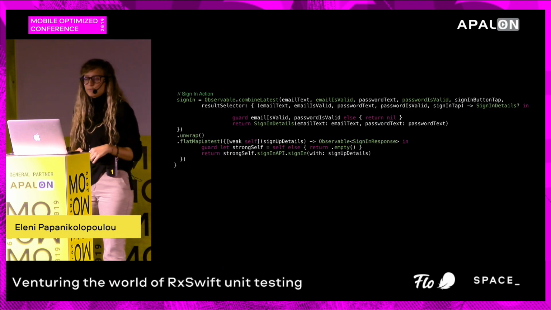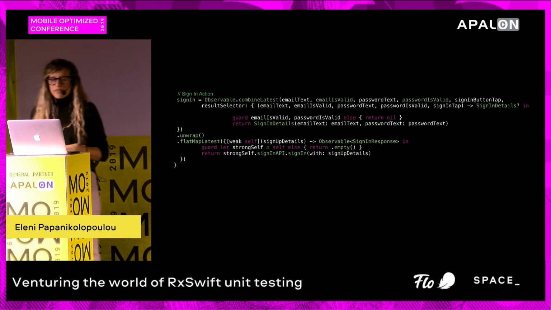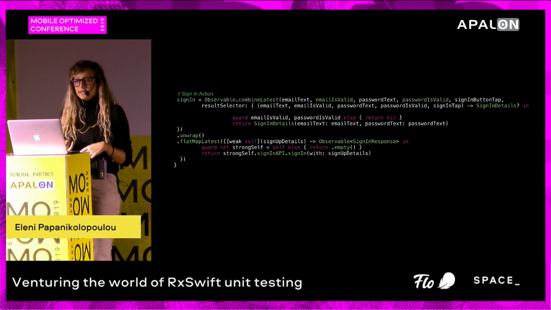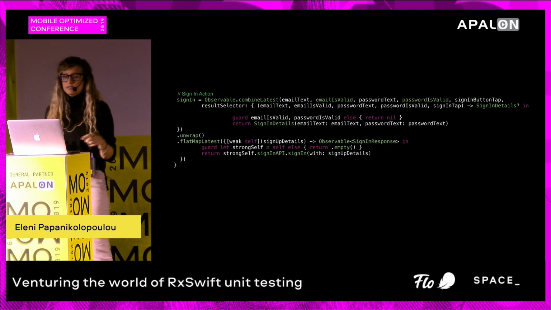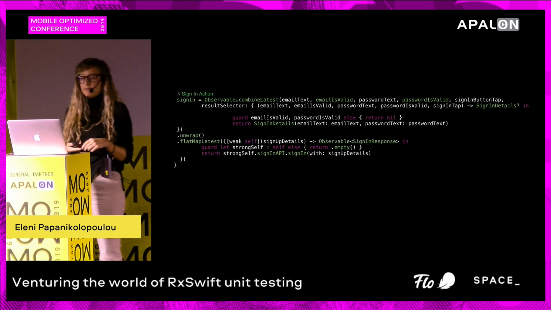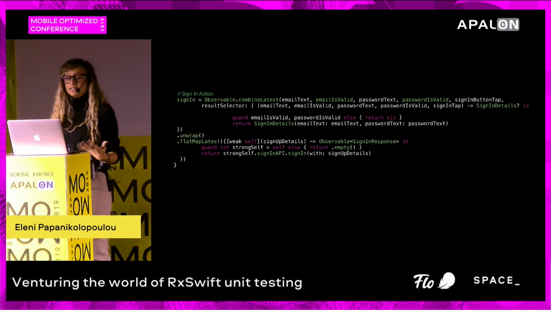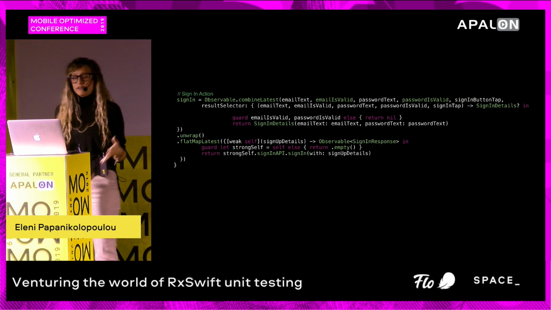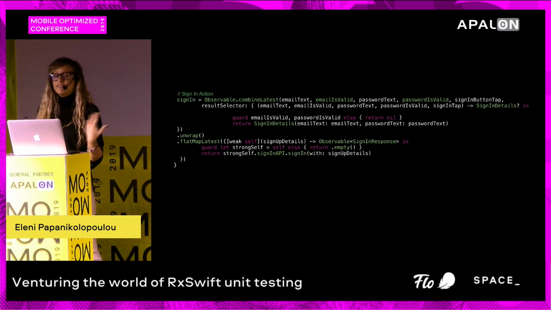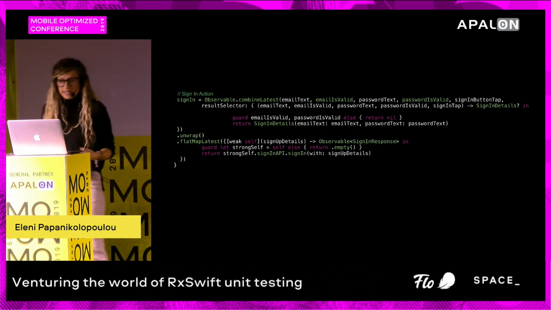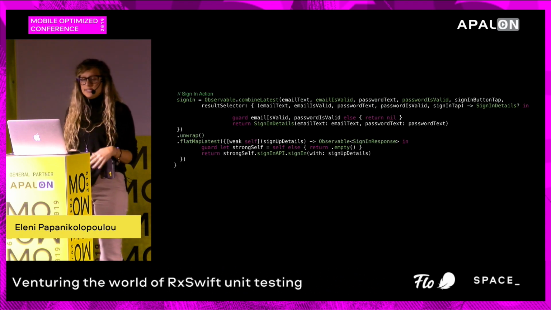So now that we explained the operators, we see here that we combine the events emitted by all the input observables: the email text, the email is valid, the password text, the password is valid, and the sign in button tap. We make the validation by returning an event only if both email and password are valid. Otherwise, we return an event with nil value and we unwrap it afterwards, which means that we filter out those events. And then we create the sign-in details.